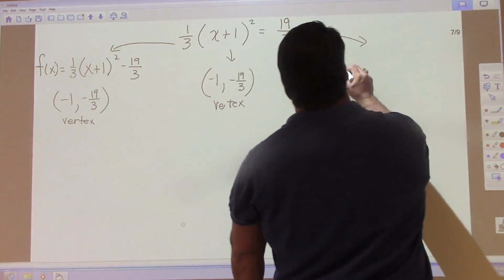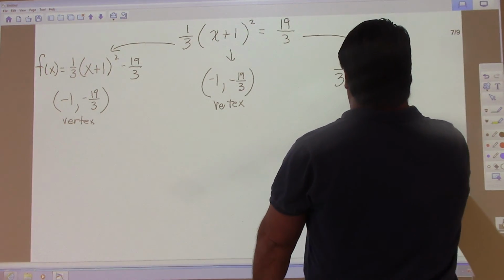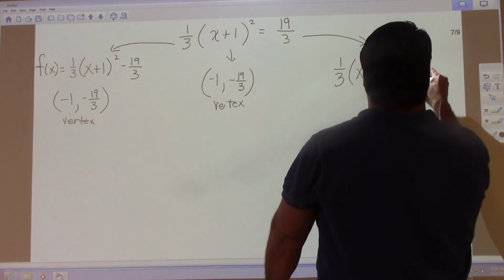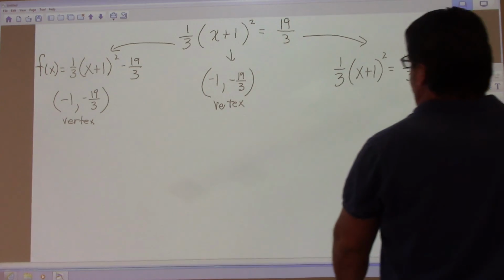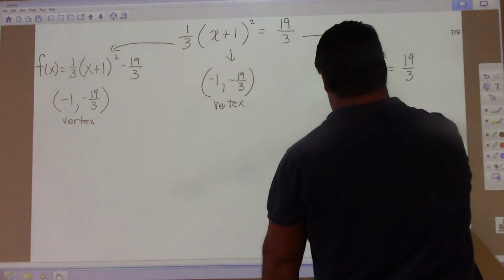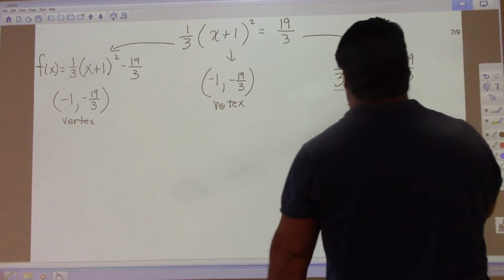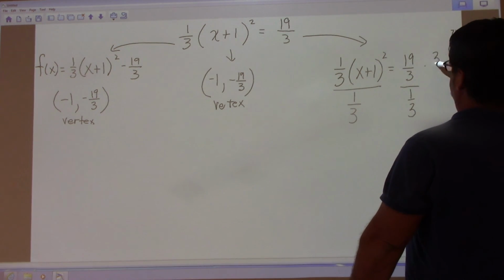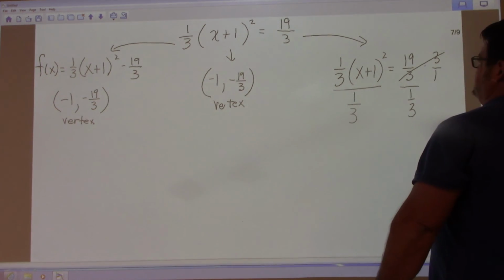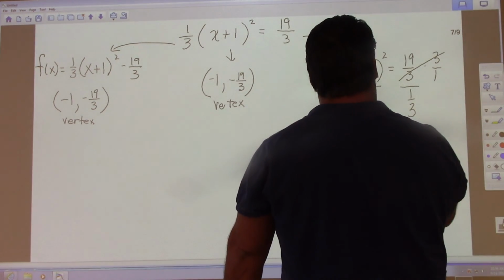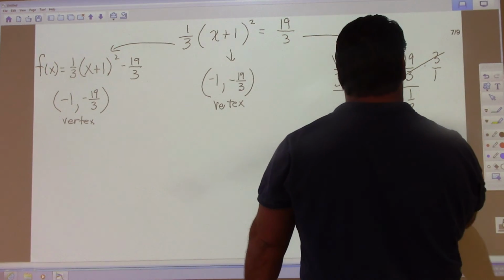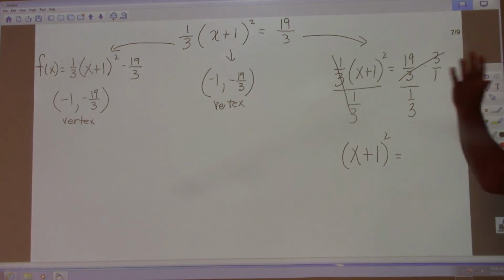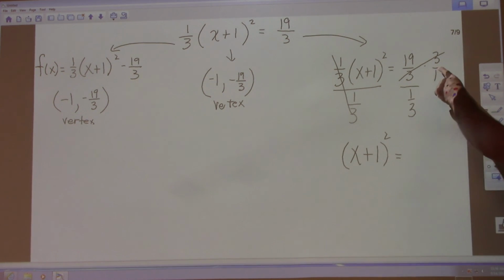And then solve. 1/3 times x plus 1 squared equals 19/3. How do you get rid of multiplying by 1/3? You divide. Divide by 1/3, or multiply by 3/1. There you go. Look at there, 3's canceling. What'd you say? I forgot that part. And that's, people, if you're going to make a mistake, it's going to be right here.